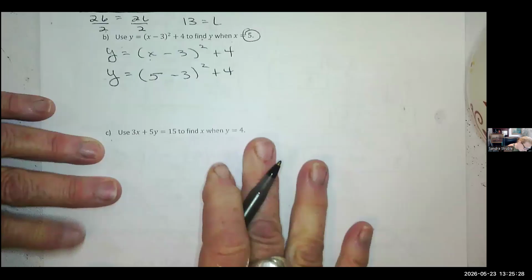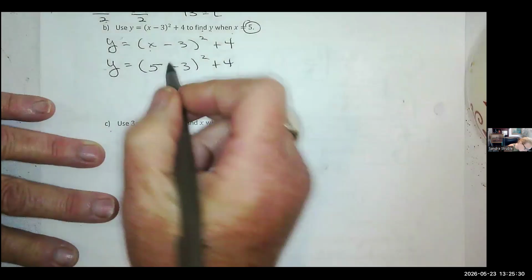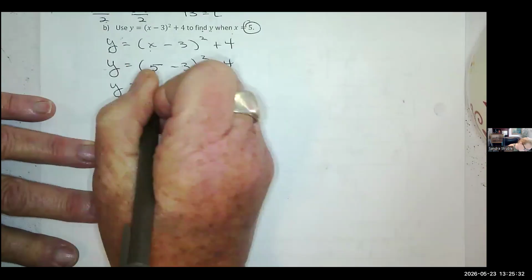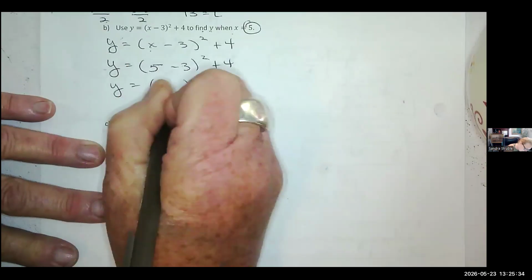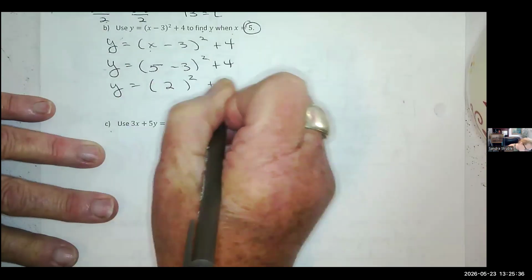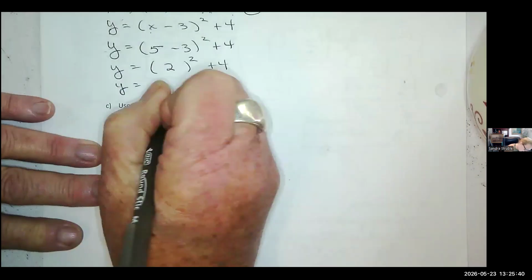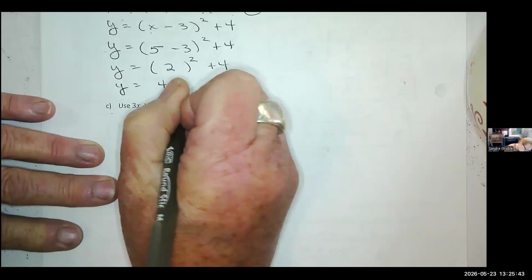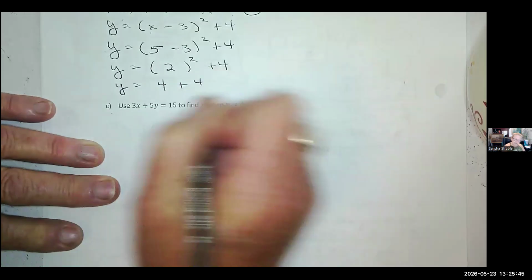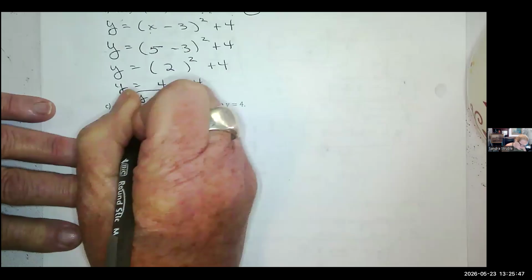Start with what's happening in the parentheses. 5 minus 3 is 2. Bring everything else down. Now we're going to go 2 squared, which is 4. 2 times 2 plus 4, bringing that down. And then y is equal to 8. And that is your answer. There's no units here, so y is strictly 8.